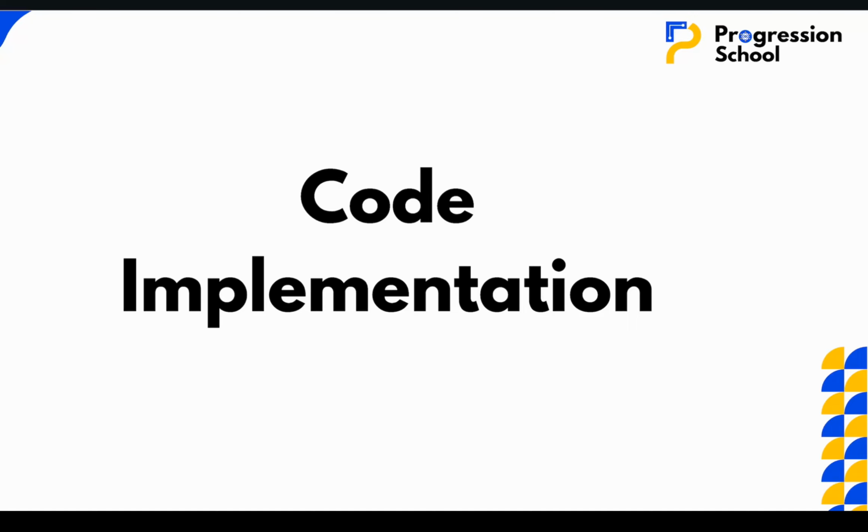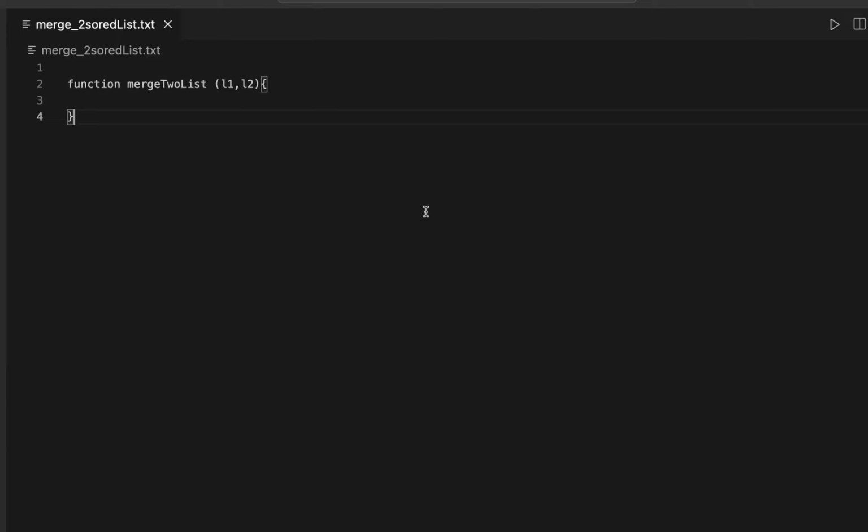In this video, we will see code implementation. So now let's see the code implementation of our merge two sorted lists. I have lists L1 and L2, both are sorted, and I will merge them and create a new sorted list.